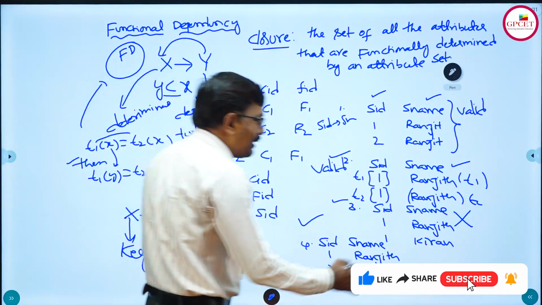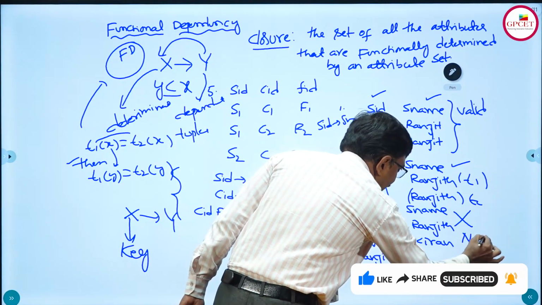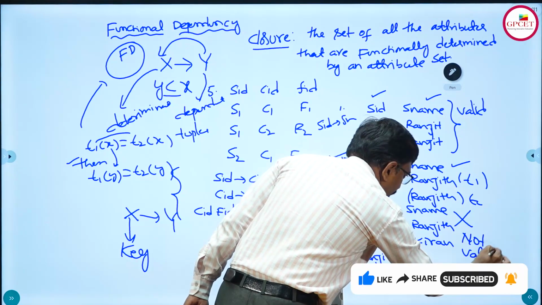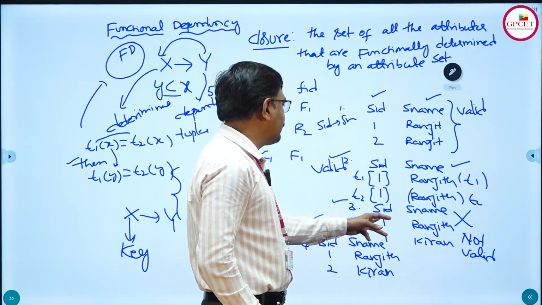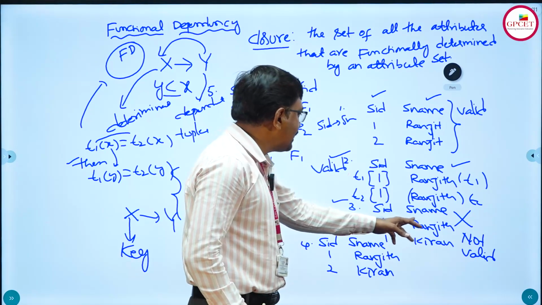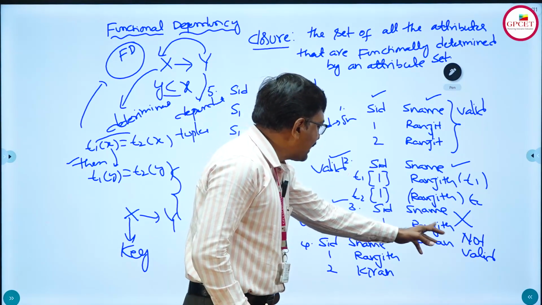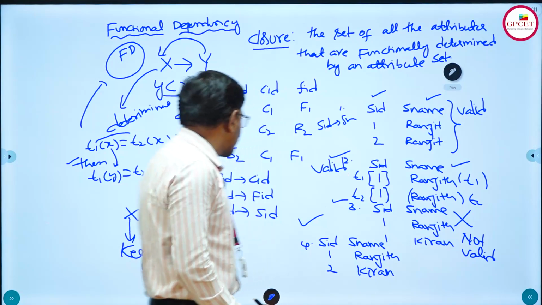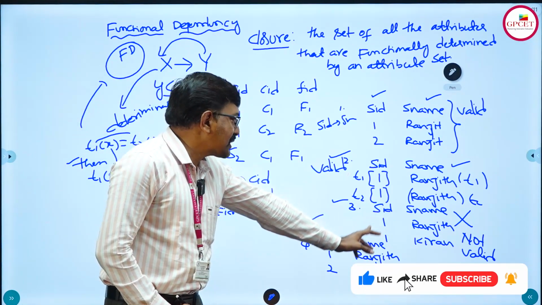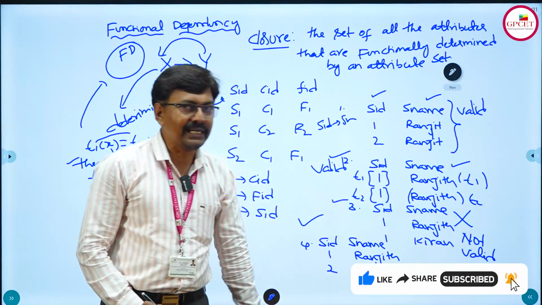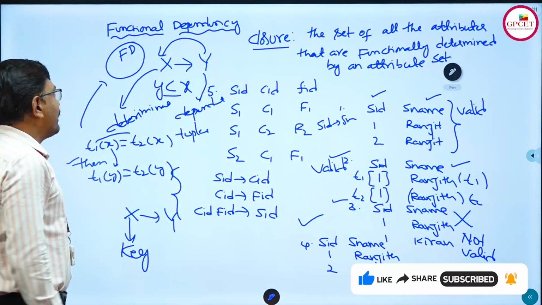Whereas the third case, the functional dependency is not valid. Why? Because here SID tends to S name. SID is a key. But what is here? 1, 1 same. What about the right hand side? Ranjit and Kiran. But according to our functional dependency property, X must be a key. But here 1, 1 duplication occurs. That's why this is not a valid case. Okay, that is functional dependency.